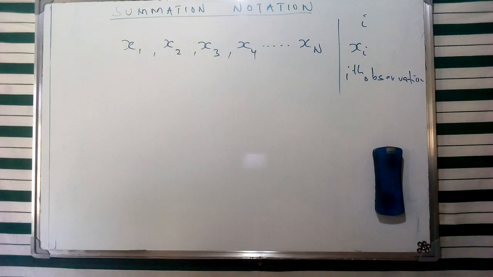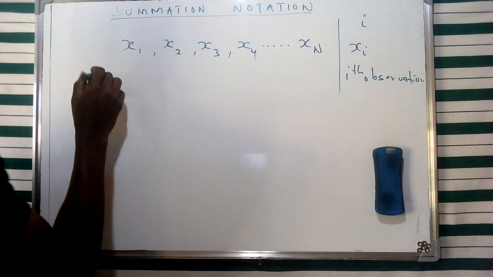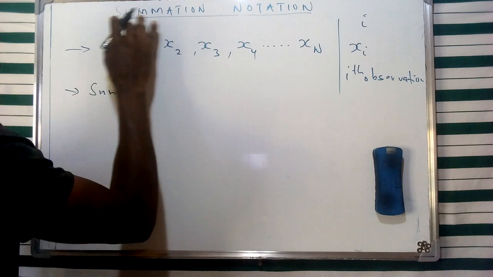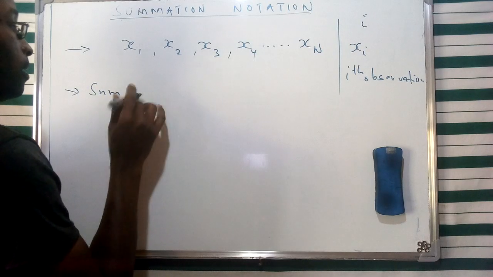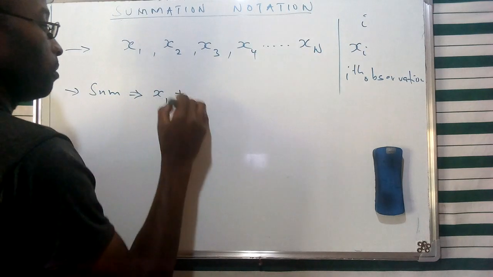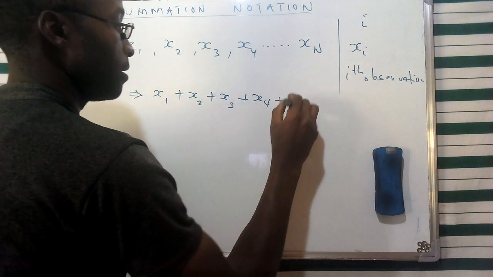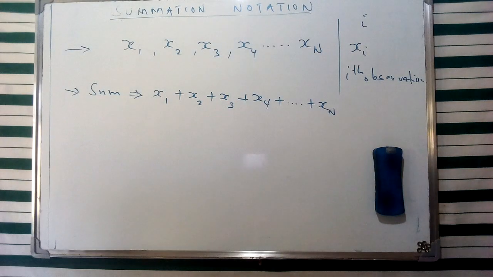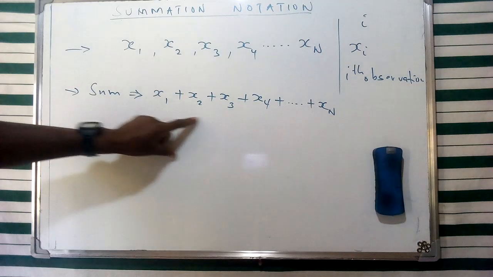So for us to find what we refer to as the summation of a number of observations, which is basically our point of interest, we have these observations given as x1 plus x2 plus x3 plus x4, and this is going to go on up to xn. That gives us an algebraic representation of the sum of these observations.